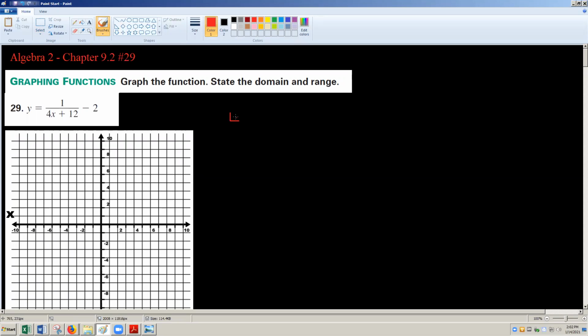I'm going to say 4x plus 12 is equal to 0. Okay, cool. Well, where is this going to be equal to 0? I would subtract my 12. Now I have 4x equals negative 12. Divide by 4, and I get x equals negative 3. So the significance of this is that this is my vertical asymptote.